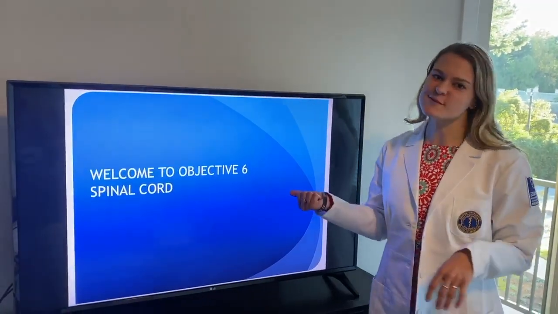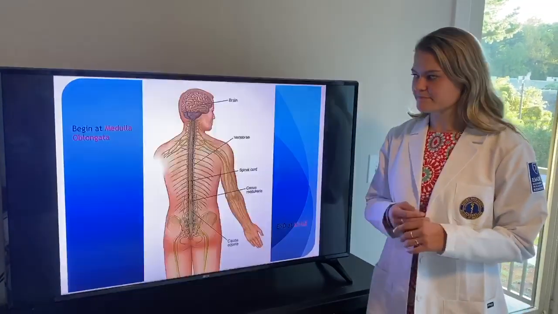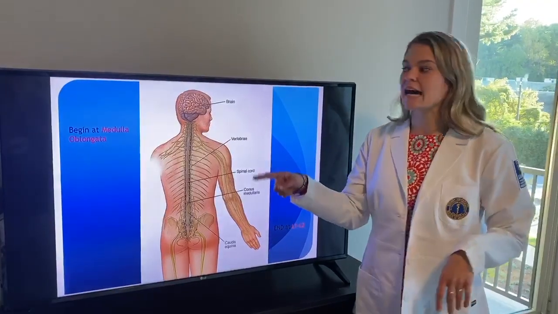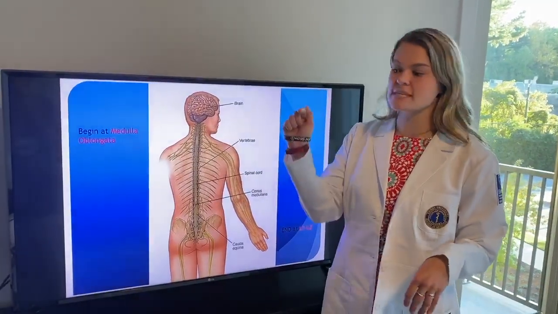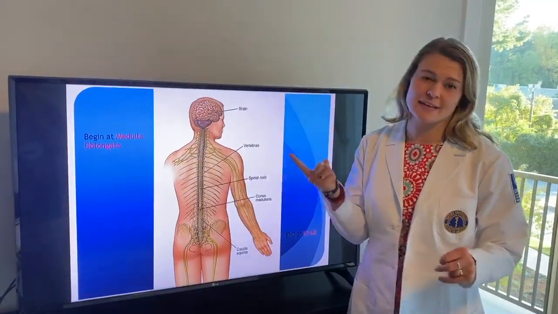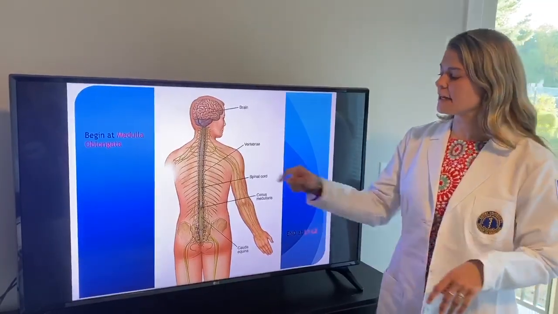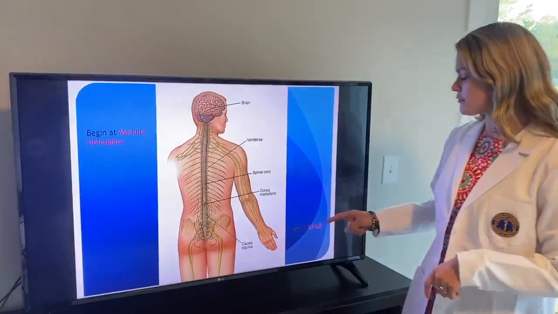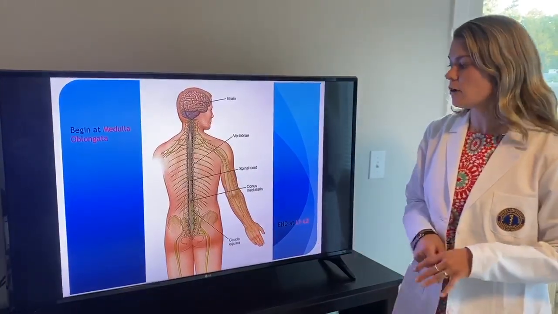Welcome to Objective 6, we're going to be talking about the spinal cord. First, the spinal cord begins at the medulla oblongata and it travels inferiorly through the foramen magnum in the skull. And as it's traveling inferiorly, it ends at around L1 to L2 in adults.